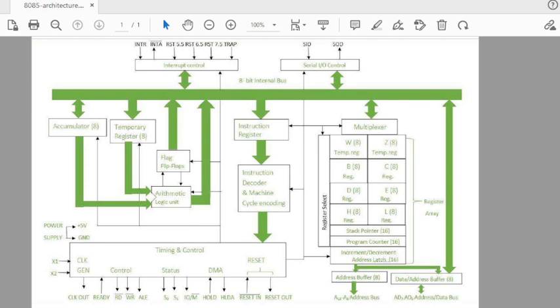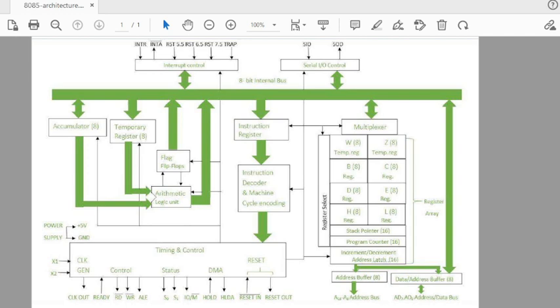SID and SOD are two signals, serial input data and serial output data. These are 1-bit signals. Through SID, 1-bit data of any kind can be given to the microprocessor, and through SOD, the microprocessor can output 1-bit data of any kind. So these are the serial input output controls.